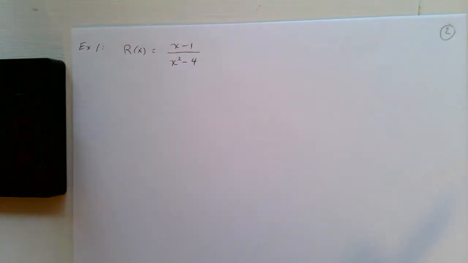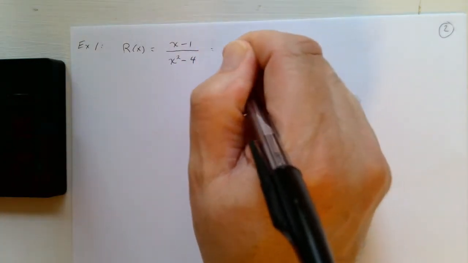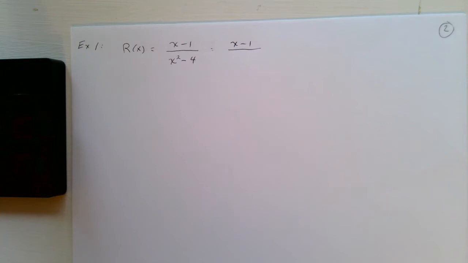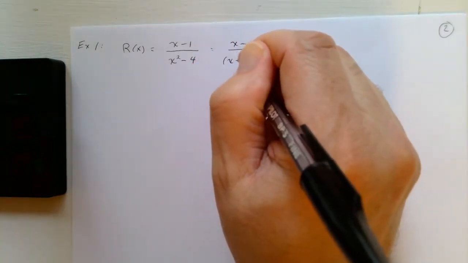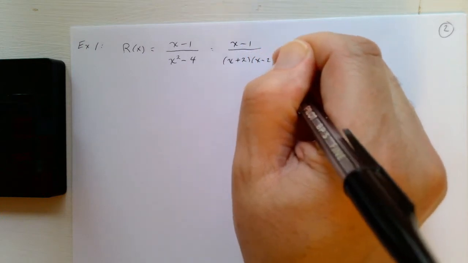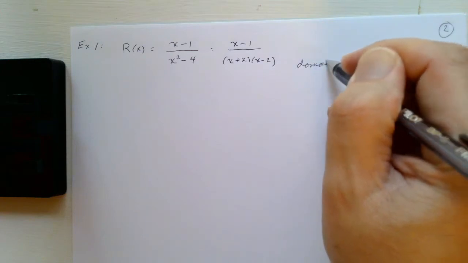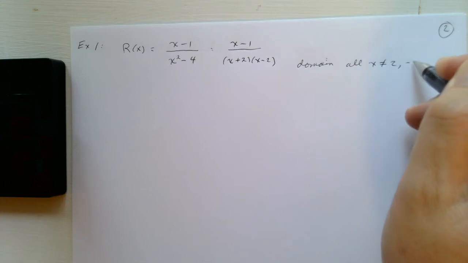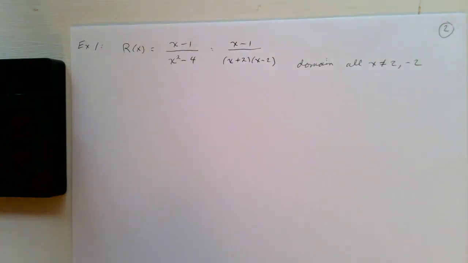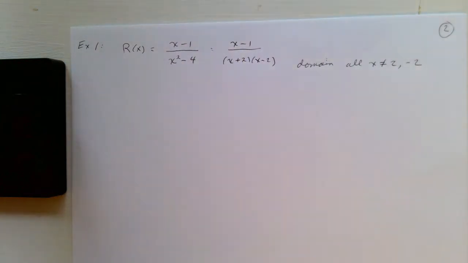First one, example 1. Let's first factor. Well, the numerator is already factored. The denominator factors as x plus 2 times x minus 2. So right away we know the domain is all x not equal to 2 or negative 2. None of these factors cancel, so this is all in lowest terms.